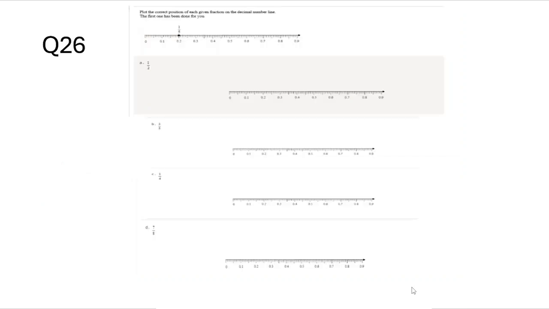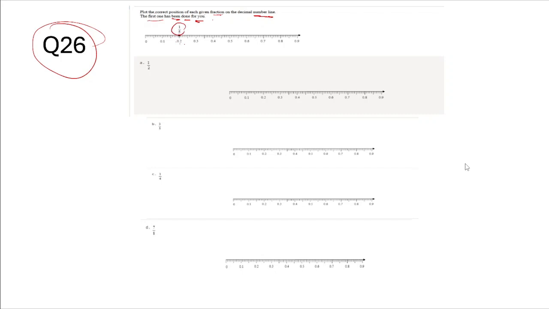Okay. Question number 26. Plot the correct position of each given fraction on the decimal number line. The first one has been done for you. Here he is putting 0.2, and it's 1 over 5. How did he get this? 1 over 5 is equal to 0.2. It's very simple: 1 divided by 5.